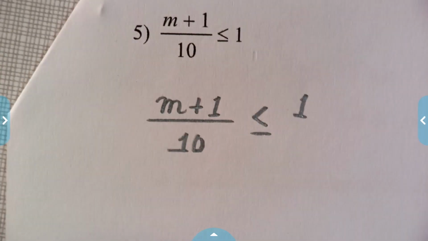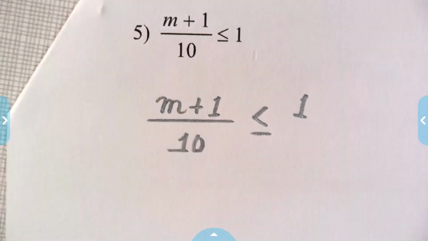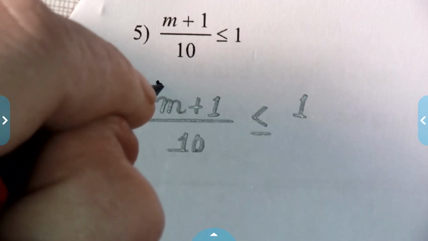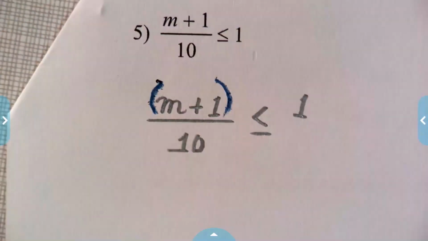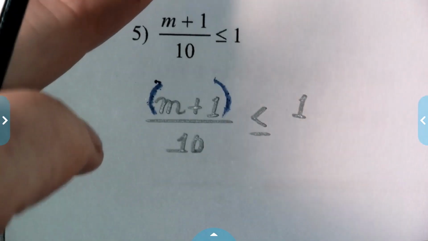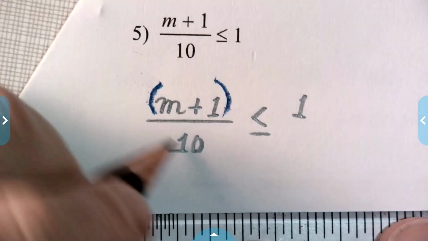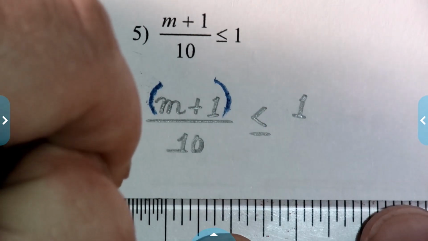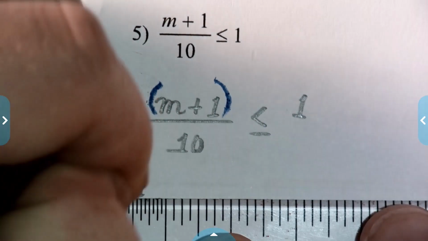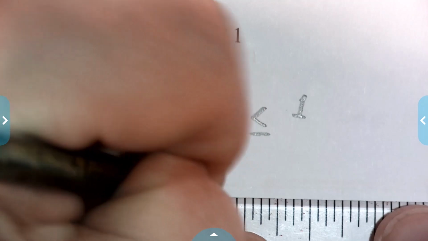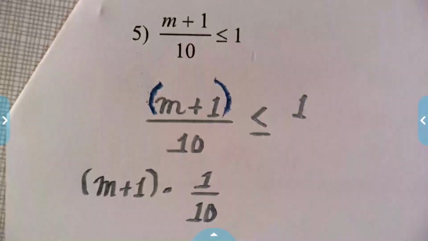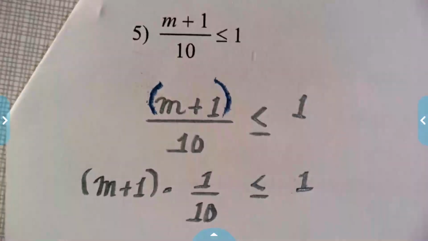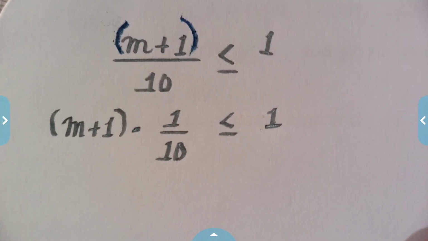Now, if this is not comfortable yet, remember you can group, you're really the master of your own destiny here. So I'm going to group the m plus 1, and I'm going to rip apart this fraction. So here's what I'm going to do. I'm going to say m plus 1, just sitting off by itself, multiplied by 1/10, is less than or equal to 1. Now this should help you figure out what to do next.